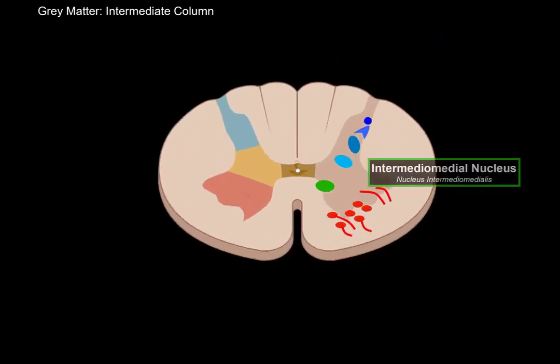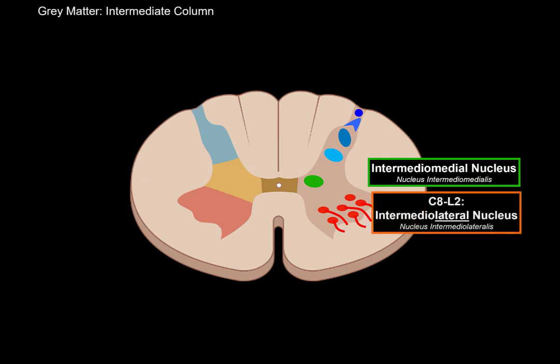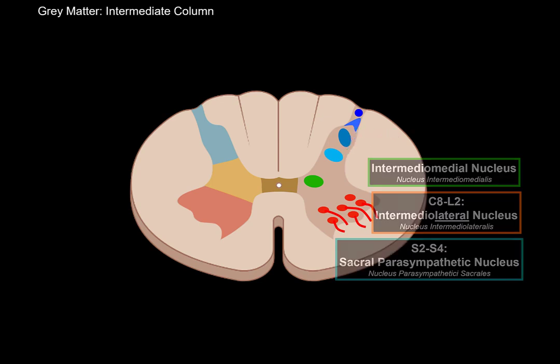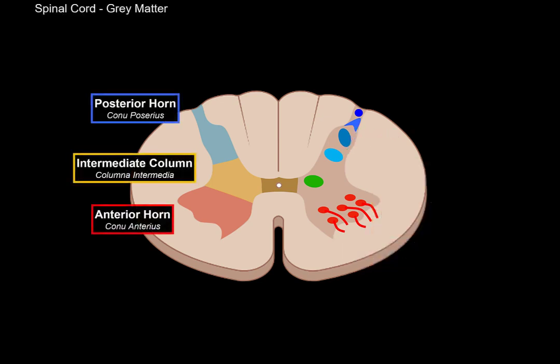So the intermediate column consists of the intermediomedial nucleus, intermediolateral nucleus, sacral parasympathetic nucleus, and the posterior thoracic nucleus, if your sources say so. Alright, so now we've covered the majority of nuclei within all three zones of the gray matter.